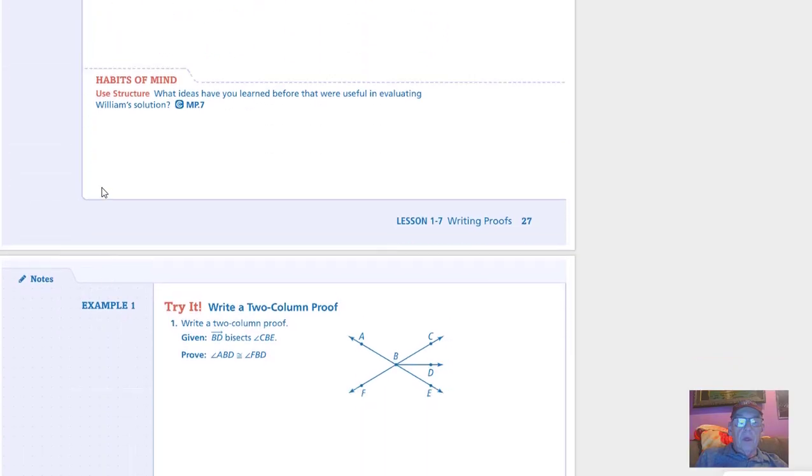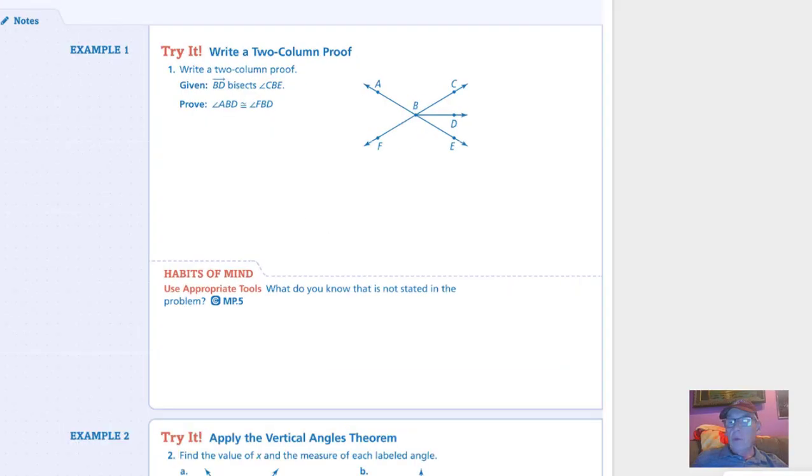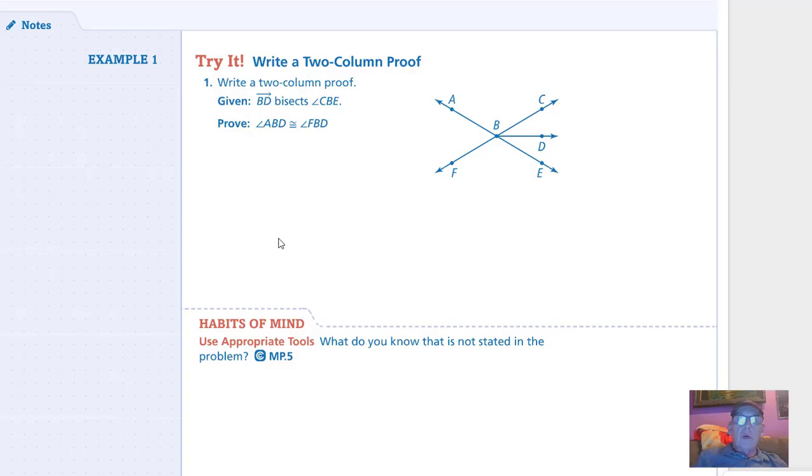Okay. Let's look at example 1, try it. We want to complete this two-column proof. Let me blow this up a little bit. So we always start with a statement and reason set of columns. We have this T pattern here. We're going to start with our given, BD bisects angle CBE.